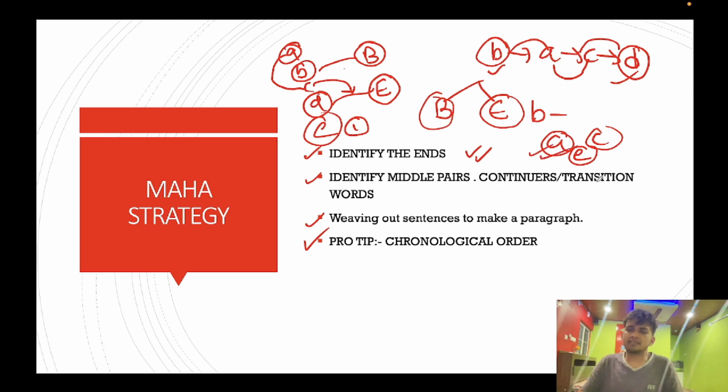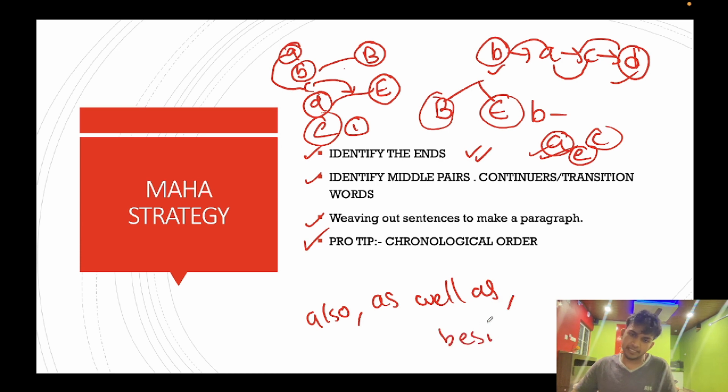Now, continuity and transition words. What are continuity and transition words? For example: also, again, as well as, furthermore, etc. These words, when they come in a sentence, you understand that they are establishing a sense of flow. I'll write down these words for you to refer to. Also, as well as, besides, furthermore, etc.